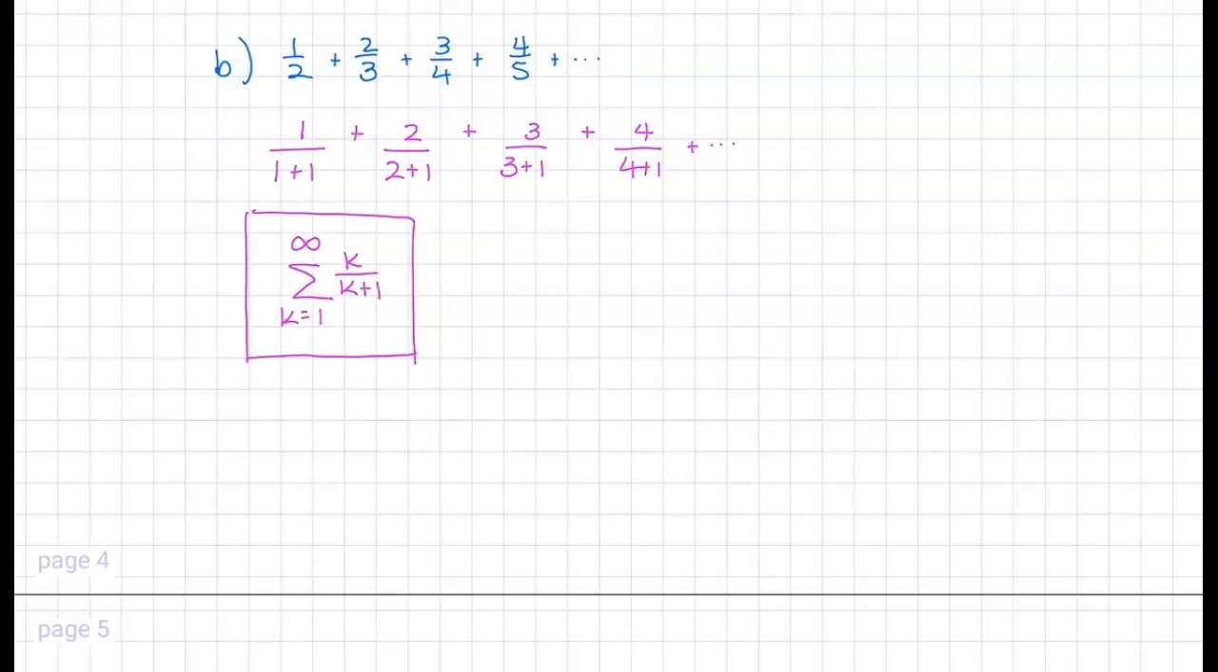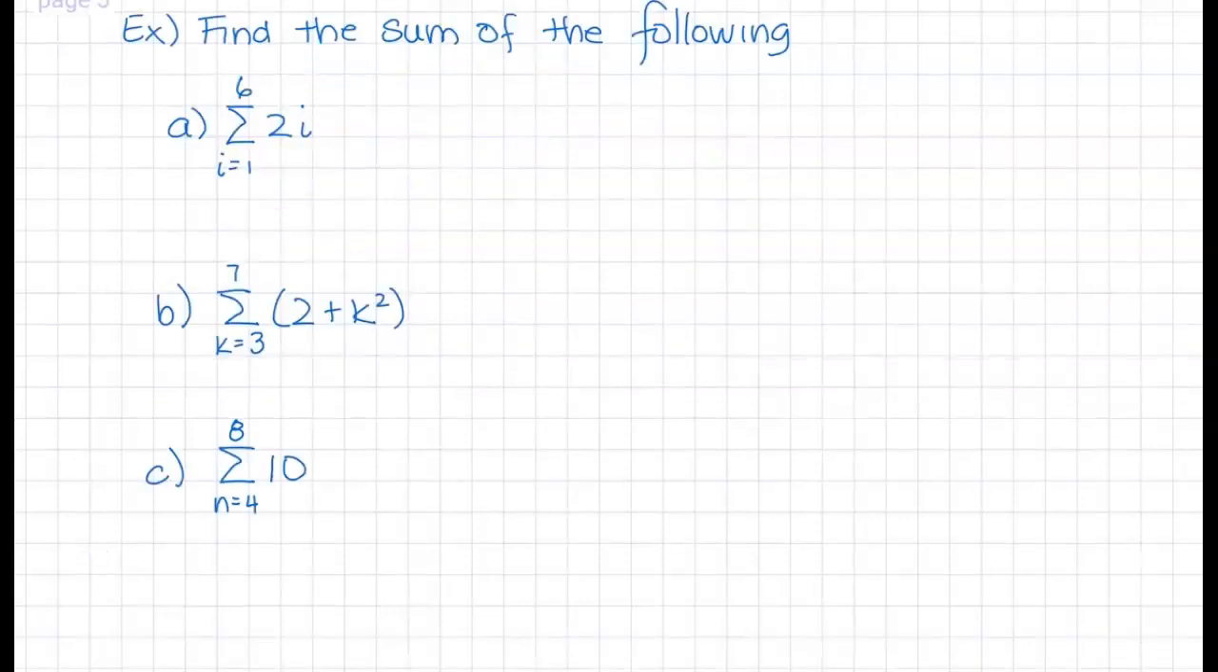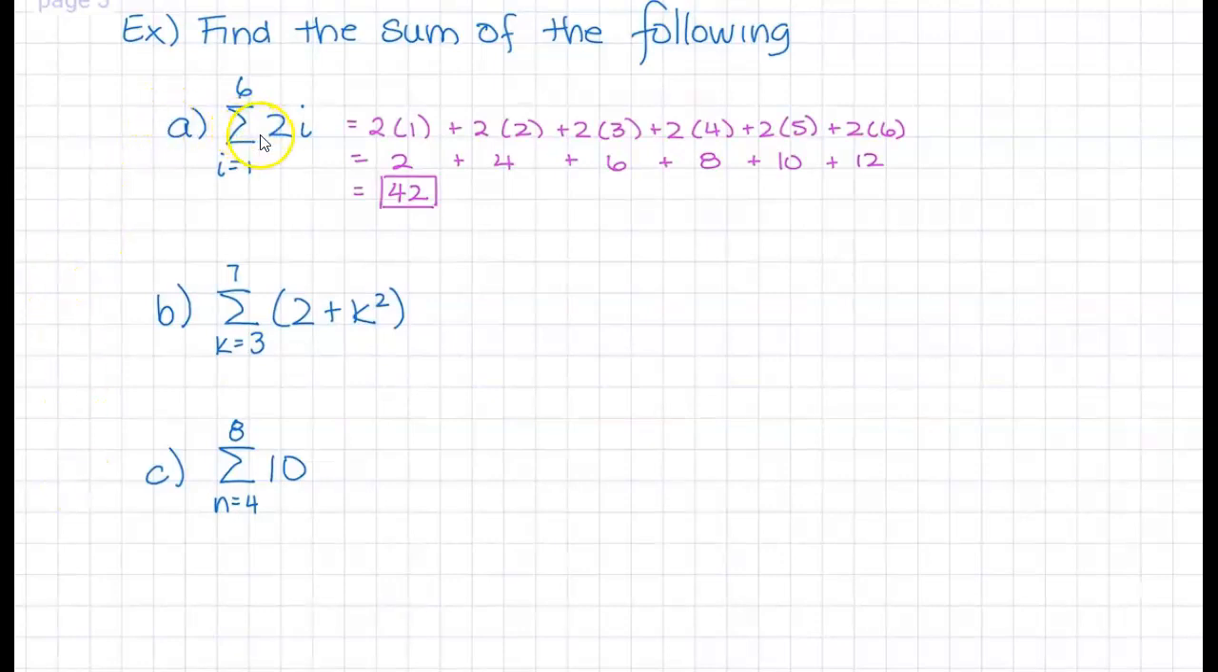Okay, just a couple more examples now where you're going to try to find the sum. So here are 3 problems right here. Again, try them on your own, and we will take a look at them together. Okay, so for part A, it's the summation of 2i as i goes from 1 to 6. So just do what it says. Let i go from 1 to 6. So you're going to have 2 times 1, and then 2 times 2, 2 times 3, 2 times 4, 2 times 5, 2 times 6. And then you're going to add it all up. And when you do, hopefully my arithmetic is good, you guys can correct me in the comments if I was wrong, but the answer is 42.